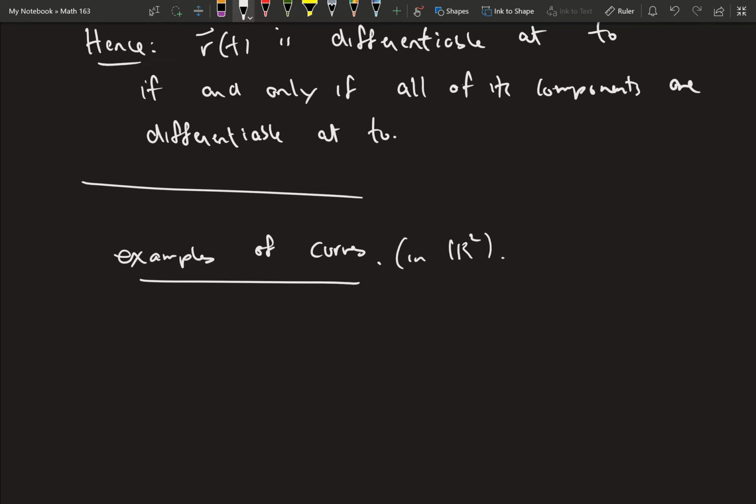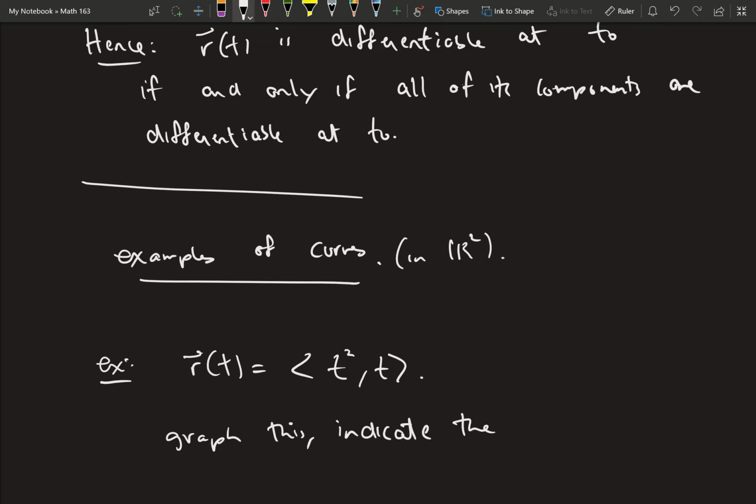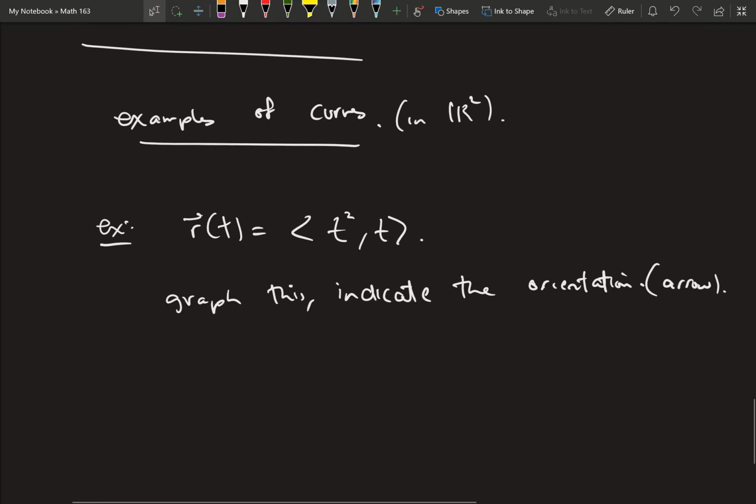Okay, so let's do examples of curves first in R2. For example, let r of t be t squared comma t. What we want to do is graph this, and indicate what's called the orientation. That's basically given by the arrow, indicating in which direction the curve is going as time goes forward. You can think of a particle flowing in the direction of the arrow.